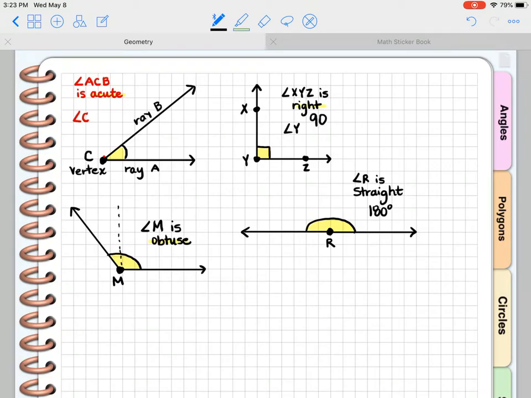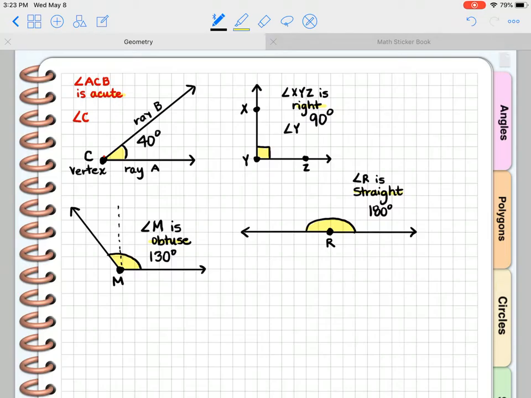Remember, right has 90 degrees. And we estimated our obtuse angle at maybe 125 or 130. Just an estimate. I'm not measuring. But those are the 4 that we've drawn so far.